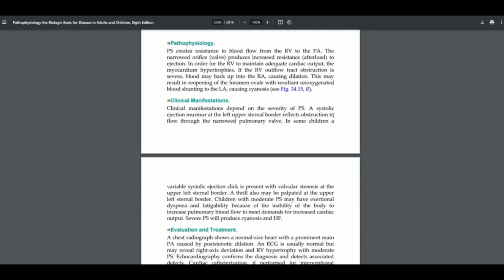So pulmonary stenosis creates resistance to blood flow from the right ventricle to the pulmonary artery. The narrowed orifice, or valve, produces increased resistance, or afterload, to ejection. In order for that right ventricle to maintain adequate cardiac output, the myocardium hypertrophies. If that right ventricular outflow tract obstruction is severe, blood may back up into the right atrium, causing dilation. This may result in reopening of the foramen ovale, with resulting unoxygenated blood shunting to the left atrium, causing cyanosis.